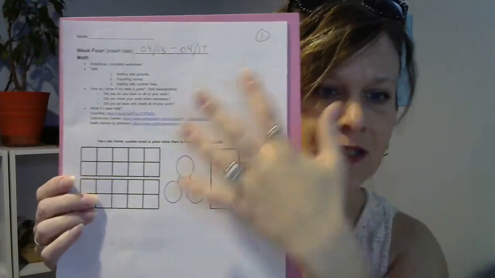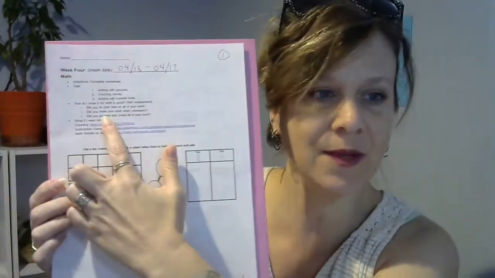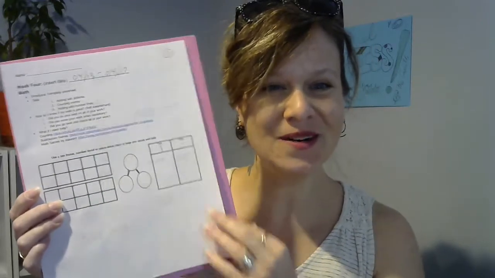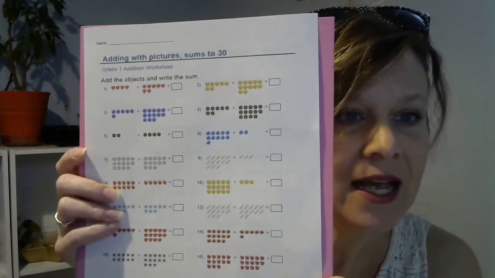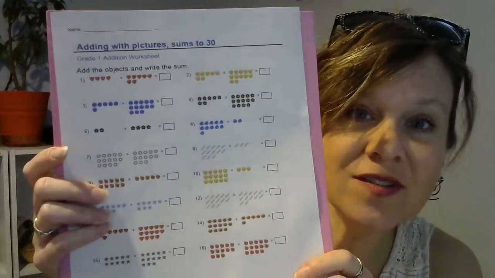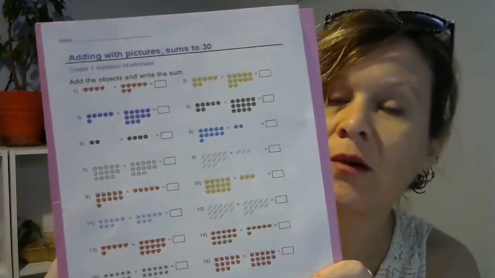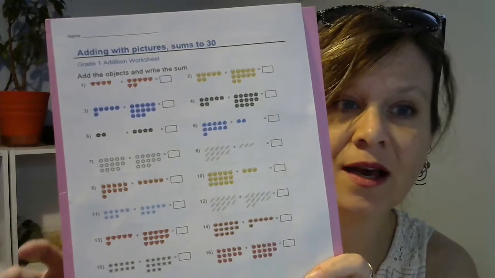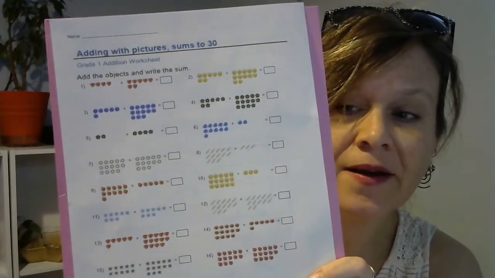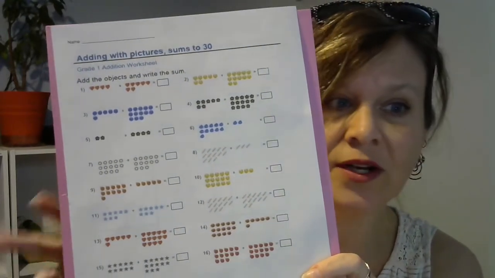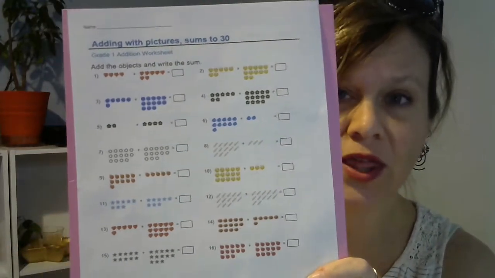On this front page, just like usual, it gives you some expectations and some tools to use while you do your work. This is page 2 here. It says adding with pictures, sums to 30. You've done something really similar where we added numbers up to 20, and now we're going to go all the way up to 30.